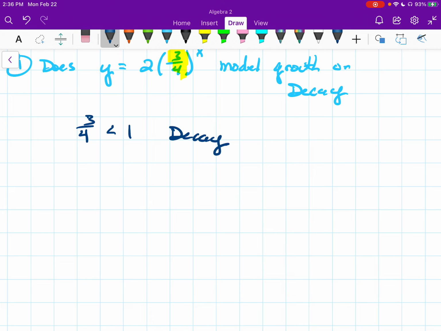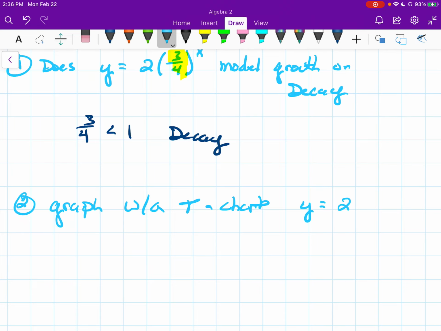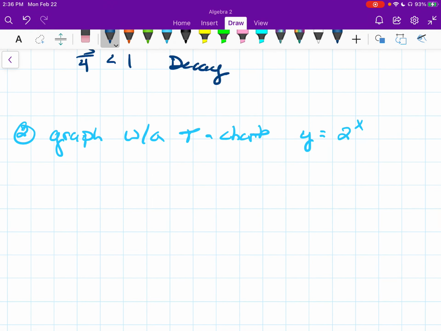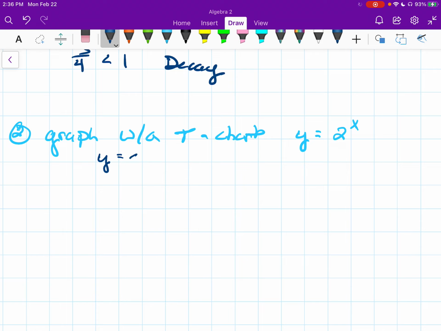Next up, number 2. We're supposed to graph with a t-chart. We're going to graph y equals 2 to the x. Just so that we can think about it, normally the general form here is y equals a b to the x. So in this scenario, a is 1 and b is 2.